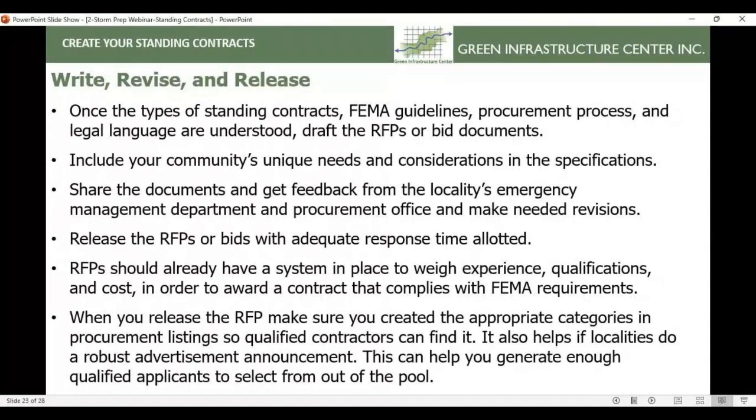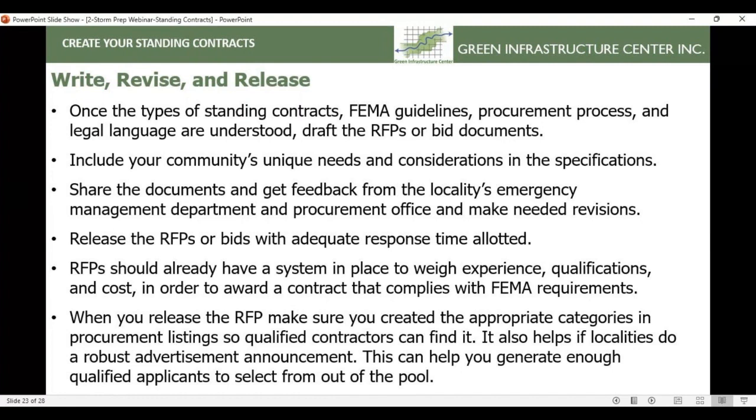So you're not trying to rush this out before the hurricane season. You're getting this out so that you have enough time to get enough qualified applicants and to review them in an adequate amount of time. The RFP should already have a system in place to weigh experience, qualifications, and cost in order to award a contract that complies with FEMA requirements. So don't release the RFP and then create the scoring criteria later.